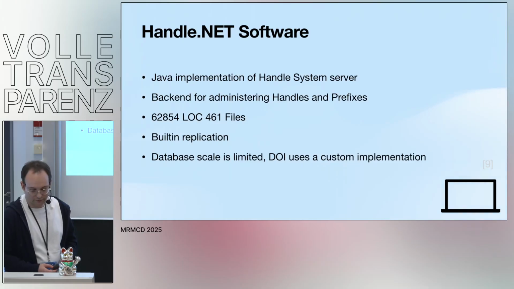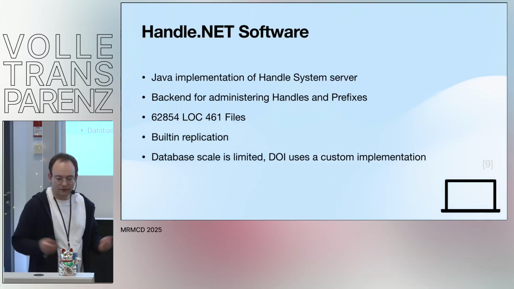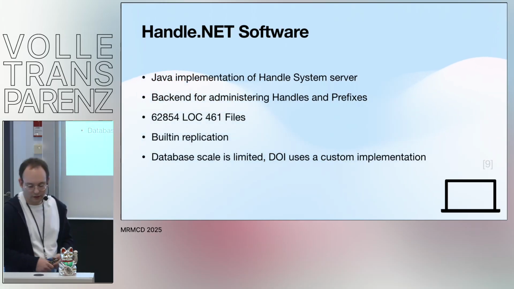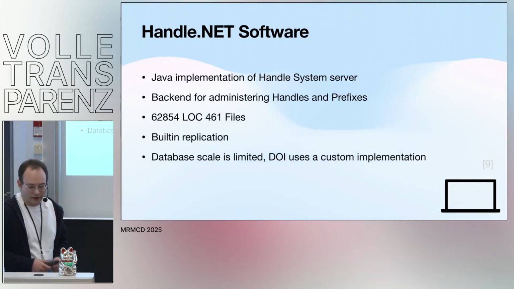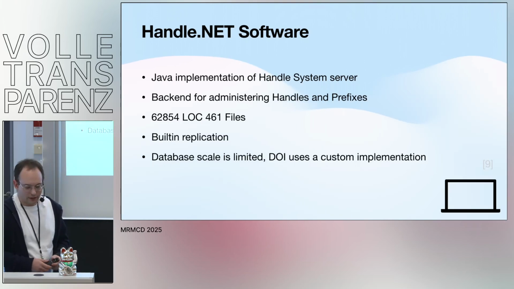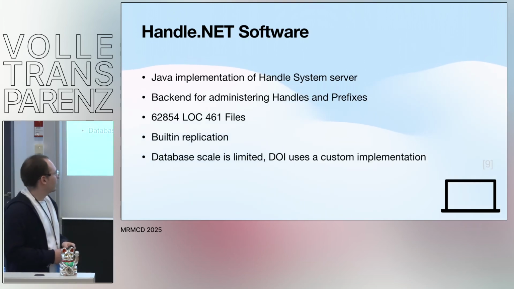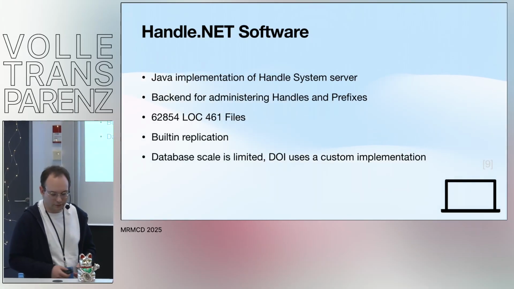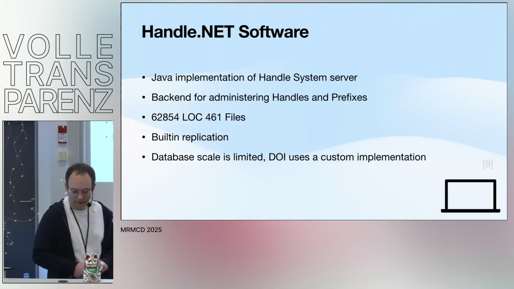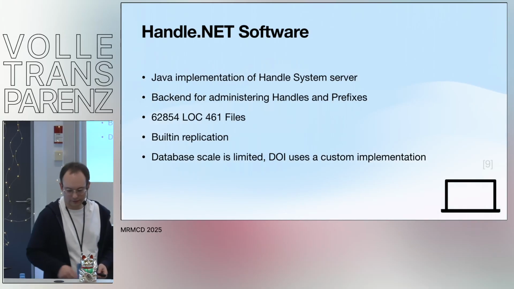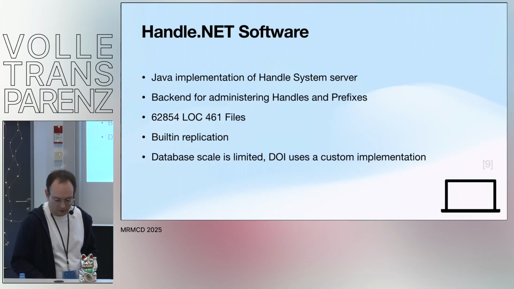Now let's look at the software that is used. It is just called handle.net software. It's a Java reference implementation of a handle system server. It is a backend for administrating handles and prefixes, and also to serve the data to the users. It has around 62,000 lines of code spread across 460 files, and it has built-in replication support, as you would expect. And also for DOI, it turned out that the database couldn't scale enough, so DOI uses a custom implementation of the database backend.